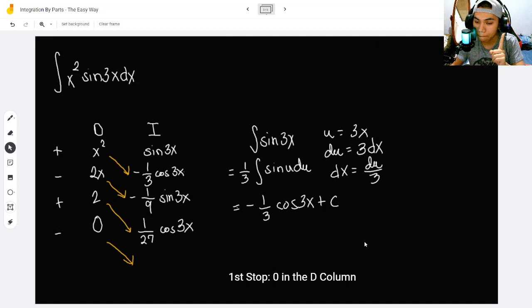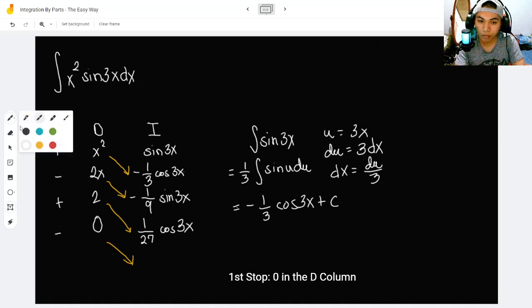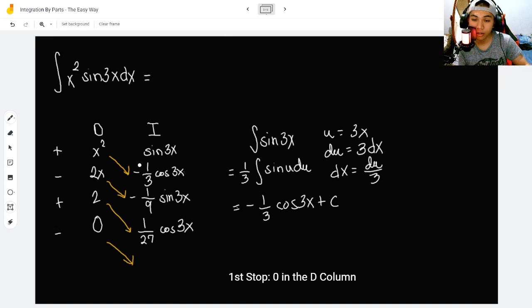Okay, when we reach 0 in the D column, we can stop, and then we just find the product of this. Now we just multiply.